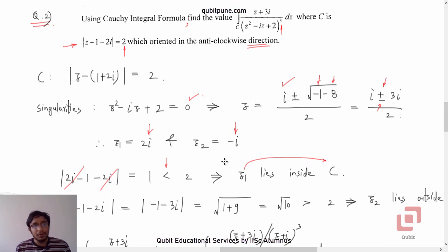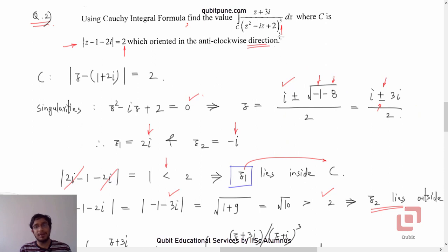Now what if we substitute z2 there, or minus i? Then we will get the complex number minus 1 minus 3i, whose absolute value, or modulus, is root of 1 plus 9, which is root 10, which is definitely greater than 2, so z2 lies outside. So as far as the application of Cauchy's integral formula is concerned, it is required to consider only the root z1, or 2i, which lies inside the contour C.